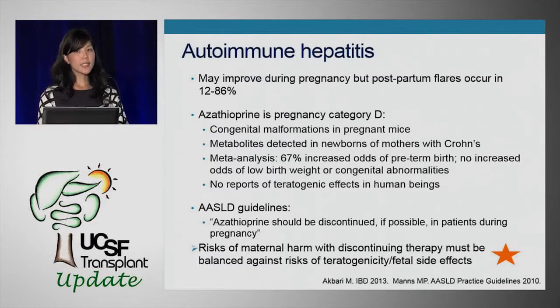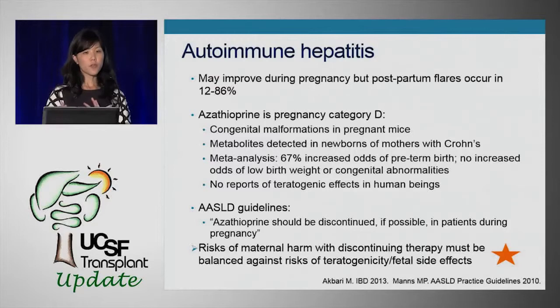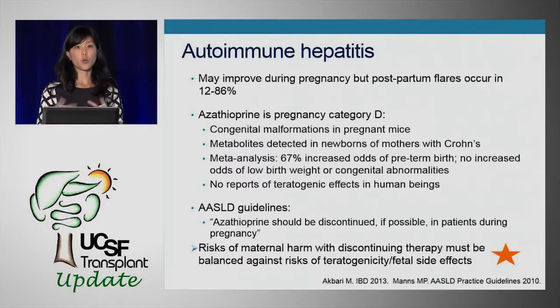And so while the AASLD guidelines technically do say that azathioprine should be discontinued if possible in patients during pregnancy, given the lack of data supporting teratogenicity of azathioprine, and given the potential risks of flare or even spontaneous abortion in the setting of systemic inflammation if the autoimmune hepatitis does flare, I believe that the decision regarding continuing azathioprine during pregnancy should really be individualized, depending upon your patient's tolerance for risk of autoimmune hepatitis versus the risk to the fetus.